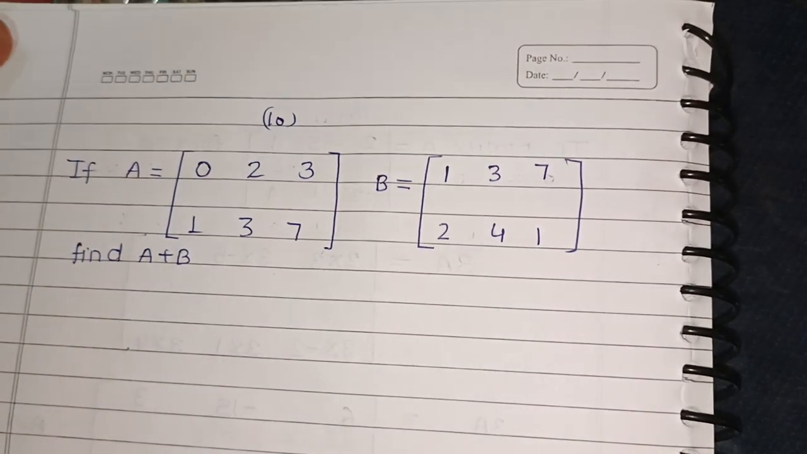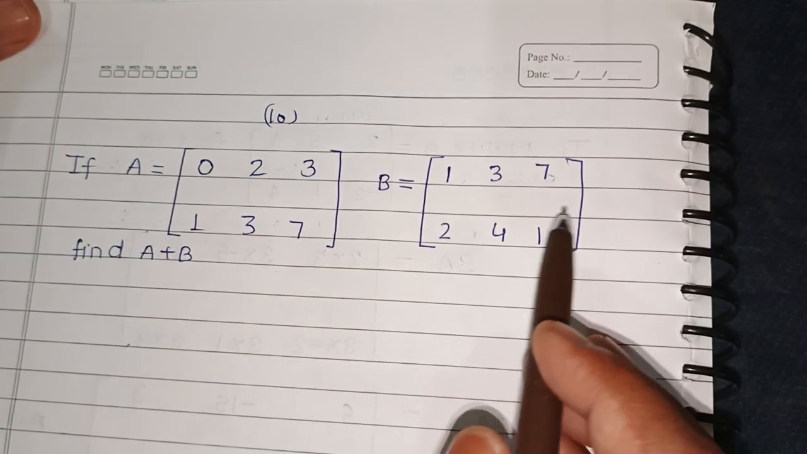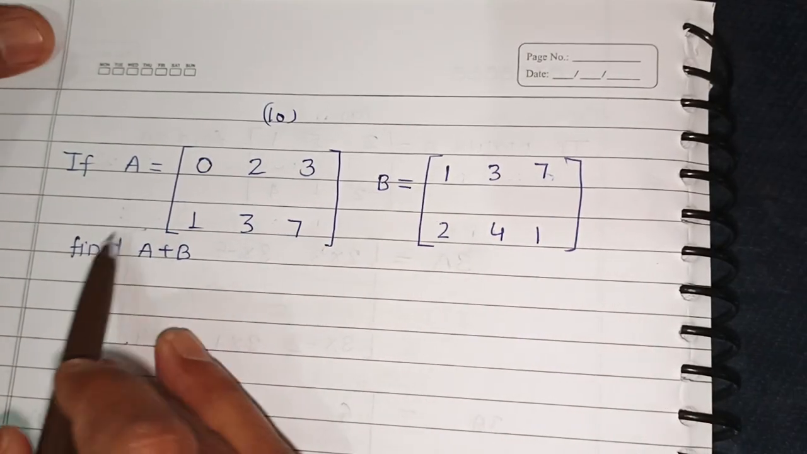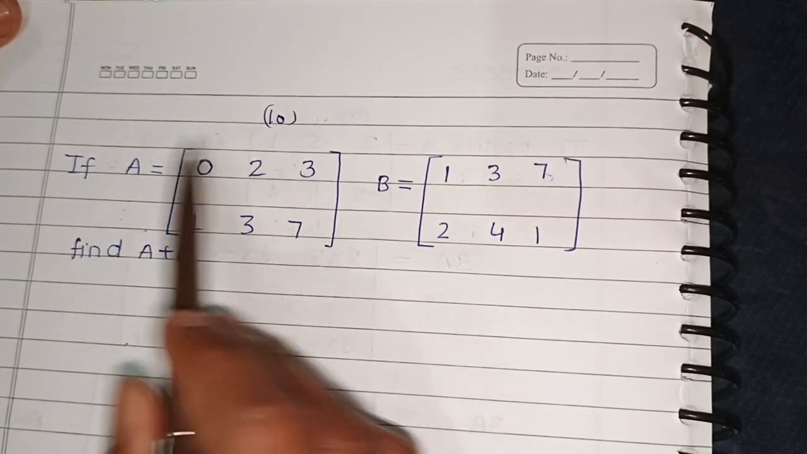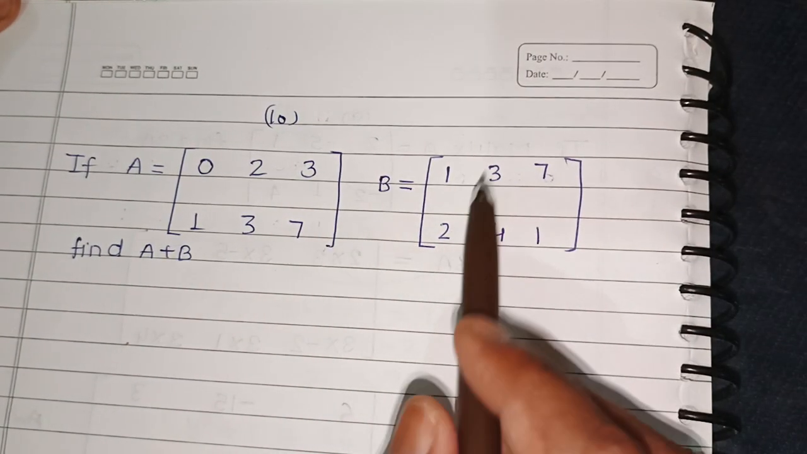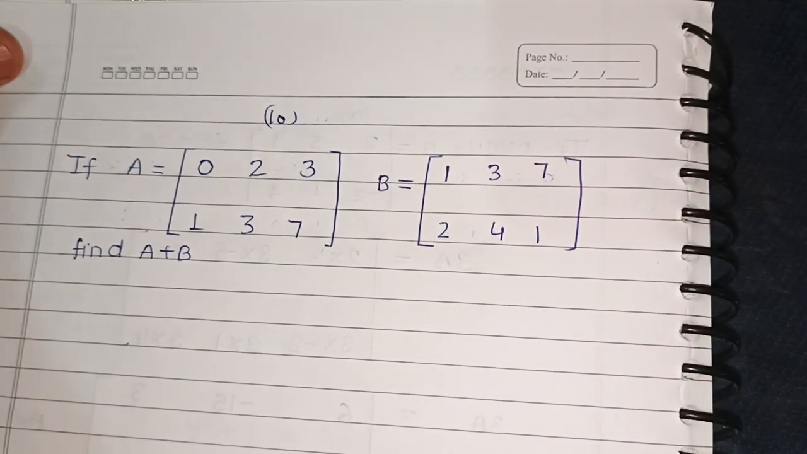नेक्स्ट क्वेश्चन, क्वेश्चन नंबर 10. If matrix A is equal to this and this is a matrix B, so we have to find A plus B. यदि आव्यूह A बराबर ये है, आव्यूह B बराबर ये है, तो आपको A धन B का वैल्यू निकालना है. चलिए निकालते हैं.